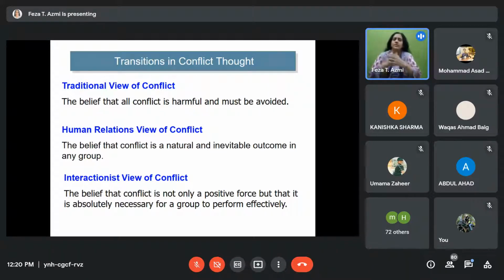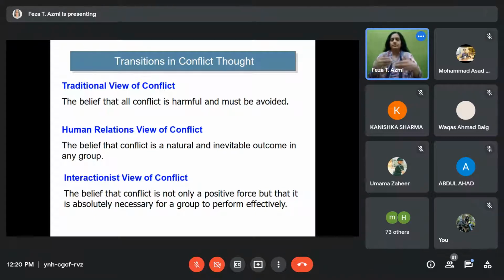So the traditional view is the earlier view, like the 1920s and 30s, but human relations came after that. And then in the 50s and 60s, human relations was very predominant. So then we had this idea that, okay, it's fine, conflicts will be there. We just have to take some steps to stop it from continuing. Then we had the more modern view of conflict, the interactionist view, which said that not all conflict is harmful or wrong or bad. It said that conflicts are natural, they are inevitable, they will happen, and most importantly, they should happen.